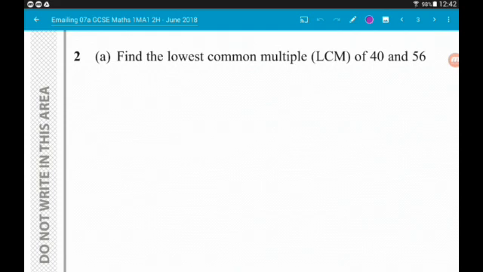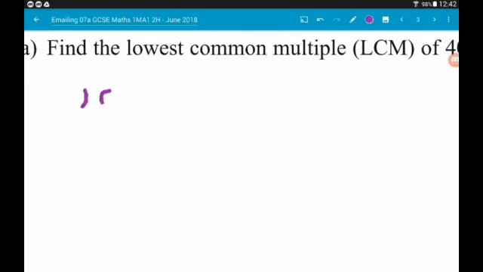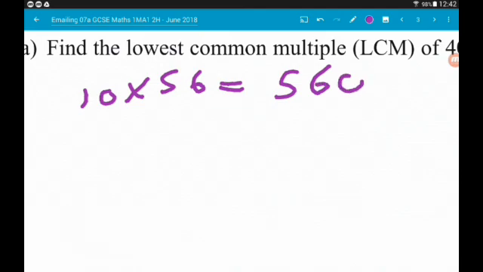We can just use a bit of common sense though. We know that 40 only goes into multiples of 10. So anything that 40 goes into is a multiple of 10. So we are going to want then multiples of 56 that are also multiples of 10. For example, if we did 10 times 56, we would get 560. So that is a multiple of 10. So 40 does also go into that.